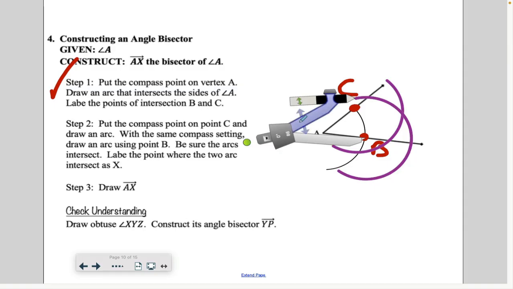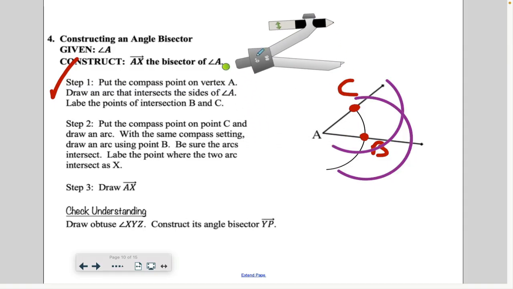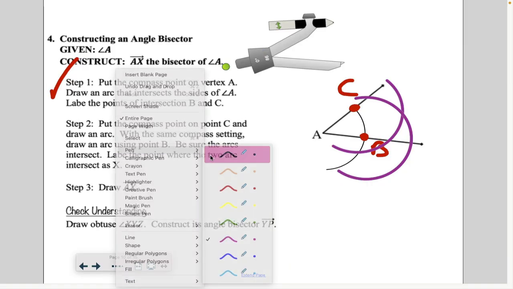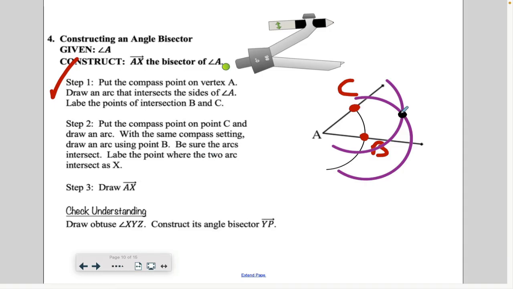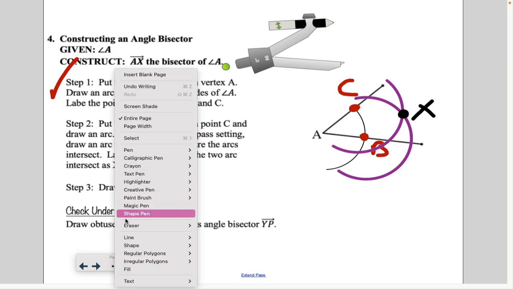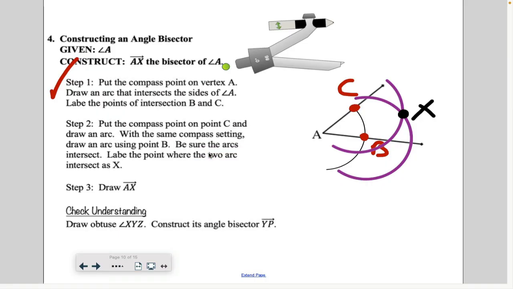You've probably figured out by now, what are we really looking for in all of these? Some kind of intersection point? Yeah, you see it? You sure that the arcs intersect? They actually do, right here. I'm going to label that point X, because they want AX. And then, using a straight edge, don't do all the hard work and then goof on the straight edge because you're lazy. Draw in ray AX. That is beautiful right there.